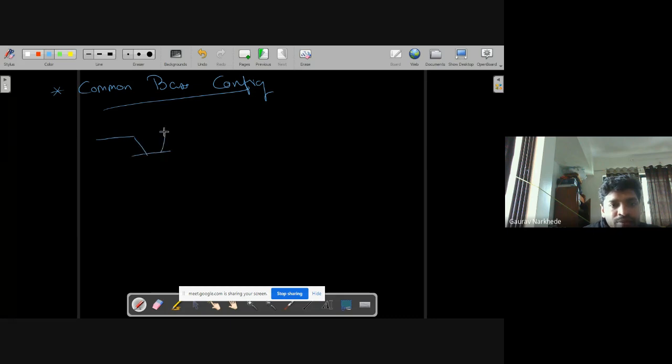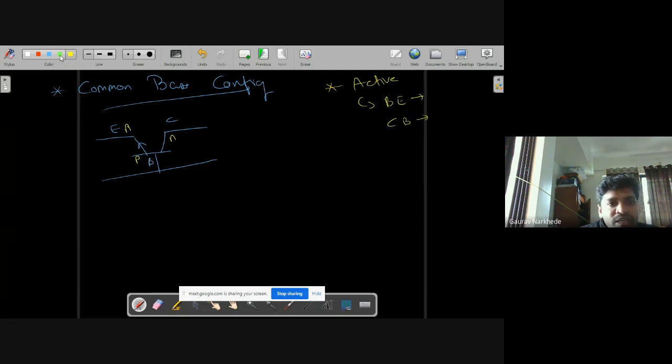So common base configuration, it is like this, right? We are connecting. This is your emitter. This is base. This is collector, right? So this is an NPN transistor. This is N, this is P, this is N. So how to give the power supply? Always we will use the transistor in active region, right? In active region there are two junctions, base emitter junction and collector base junction.